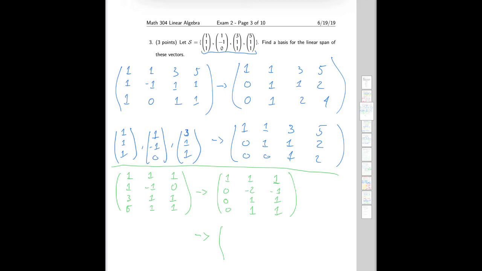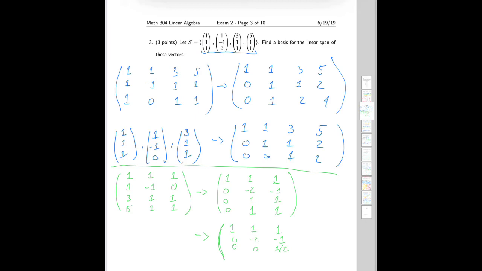Okay, and now I'm going to add, I'm going to subtract or add 1/2 of row 2 to row 3. So this is 1, 1, 1, 0, minus 2, minus 1, 0 plus 1/2 of 0 is 0, 1 plus 1/2 of minus 2 is 0. Okay, and it's 1 plus 1/2 of minus 1. So it's 1 minus 1/2, so this is 1/2.